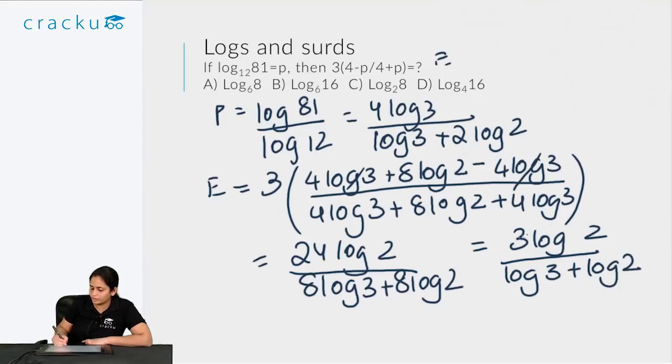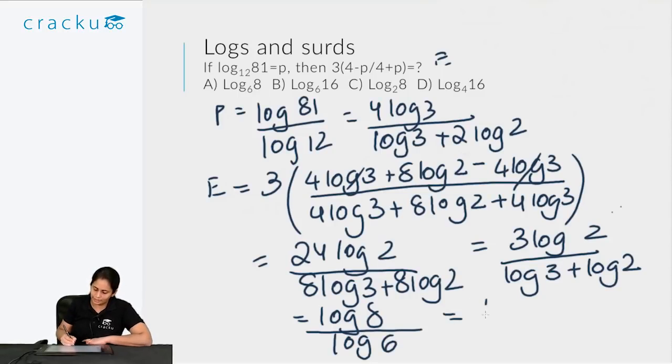So what is 3 log 2? I can take 3 and essentially make it the index of 2. So I get log 8. And what is log 3 plus log 2? That is nothing but log 6. So I get log 8 by log 6, or I can write this as log 8 to the base 6. So the right answer is option A.